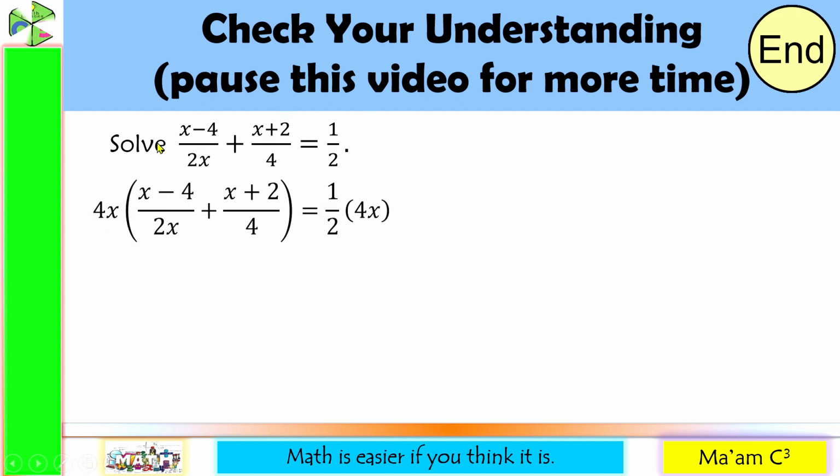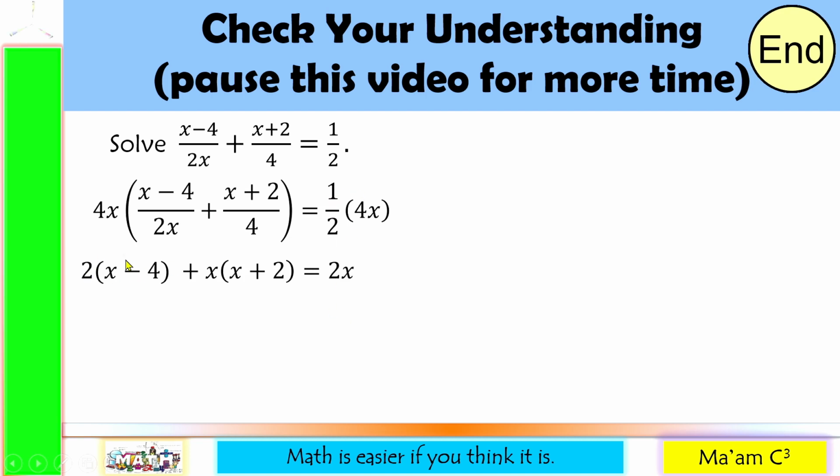So 4x multiply with the first term, x and x will cancel out. 4 divided by 2 is 2. Multiply with the numerator, x minus 4. 4x multiplied by the second term, 4 and 4 will cancel out. So we have x multiplied by the numerator, x plus 2. 4x divided by 2 is 2x times 1 is still 2x.